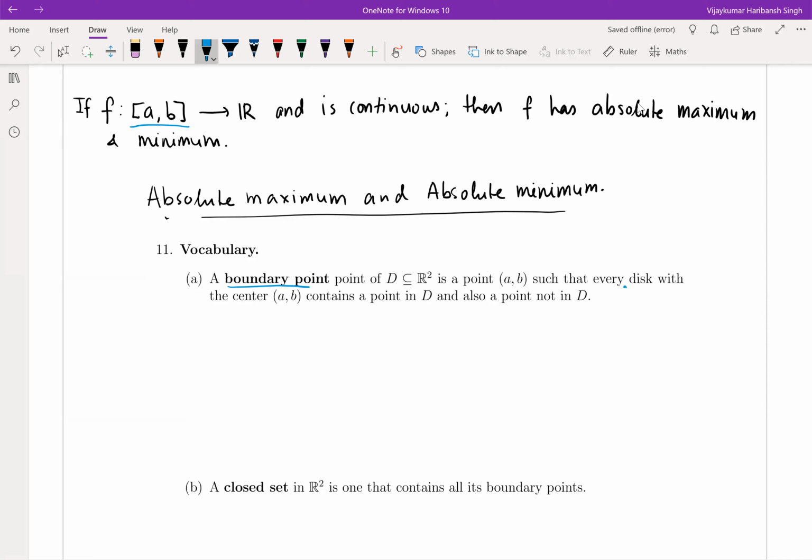So every open disk, right? This disk is open. Think about it in the following way. Let's take this as our set D. If we look at a point here, we can draw an open disk around it that is completely inside D. So this is not a boundary point. Whereas if we take this point here, this point is a boundary point.